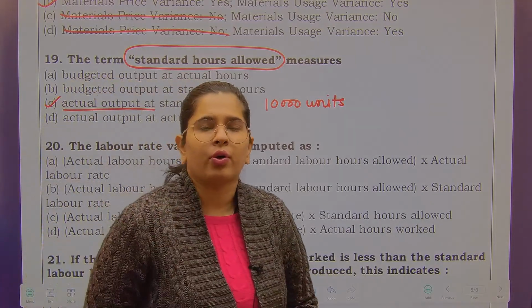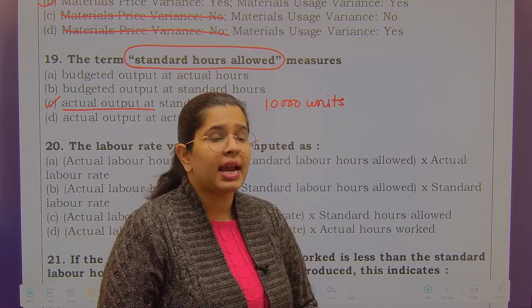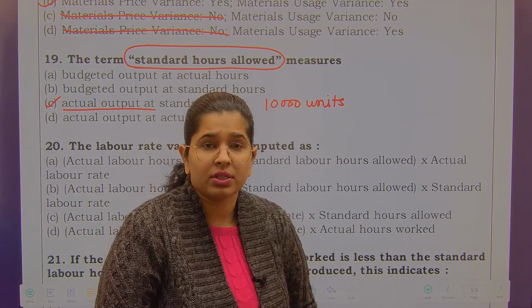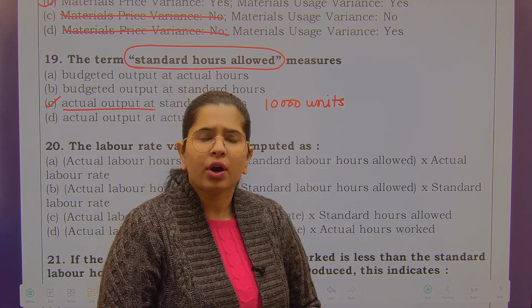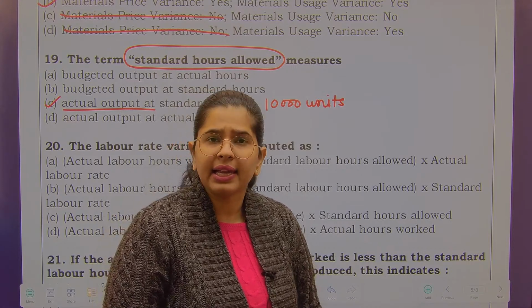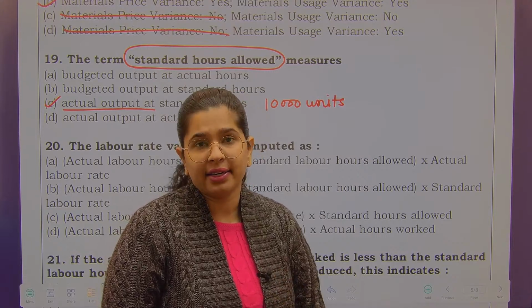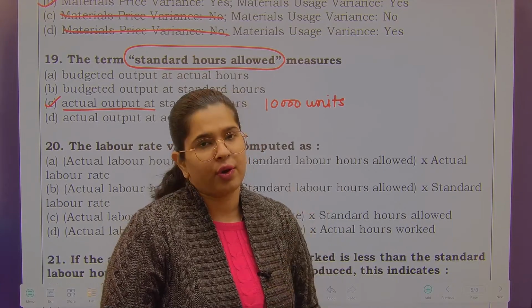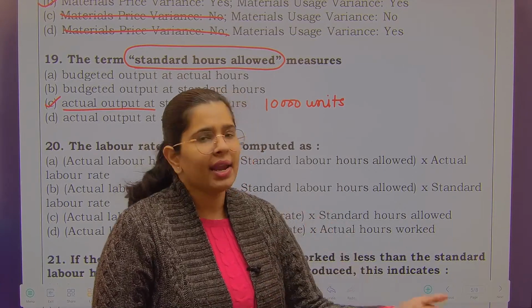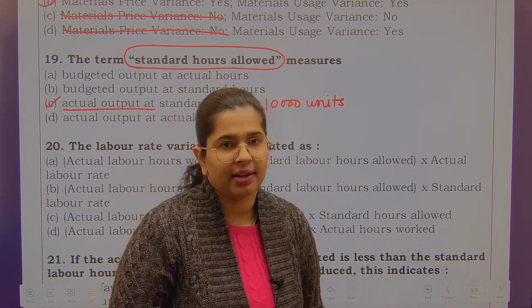Tell me, just think about it. Will you ever find out standards that, okay, what is the standard of producing 10,000 units? What is the standard of producing 15,000 units? You are not going to calculate directly like that. You will always find out what is the standard time, what is the standard quantity for 1 unit of output. And then whatever actual production you are doing, you will multiply with that.